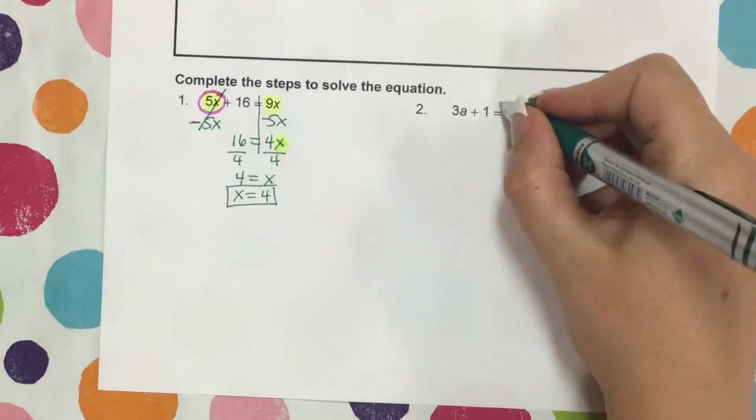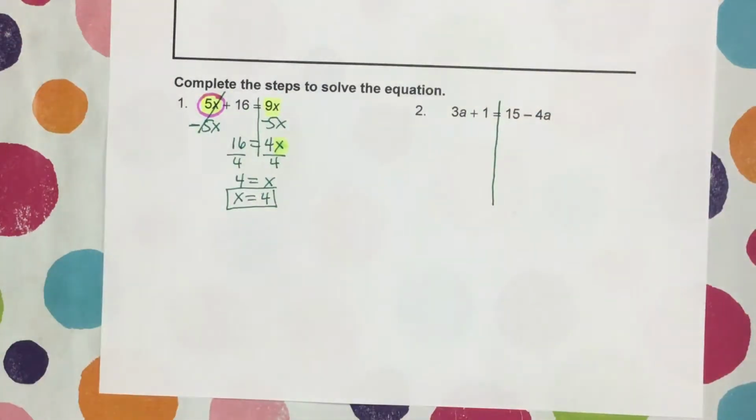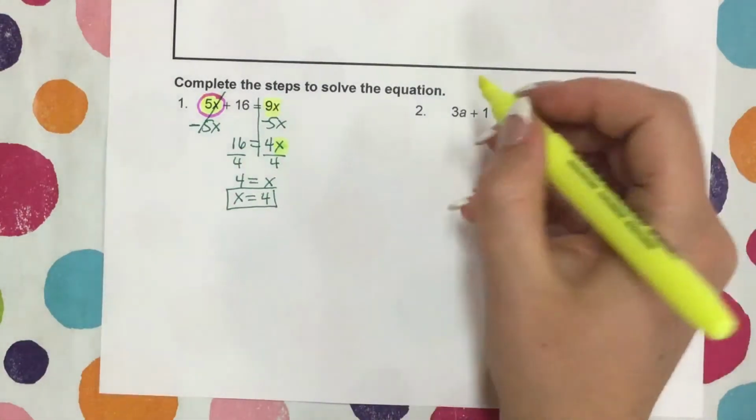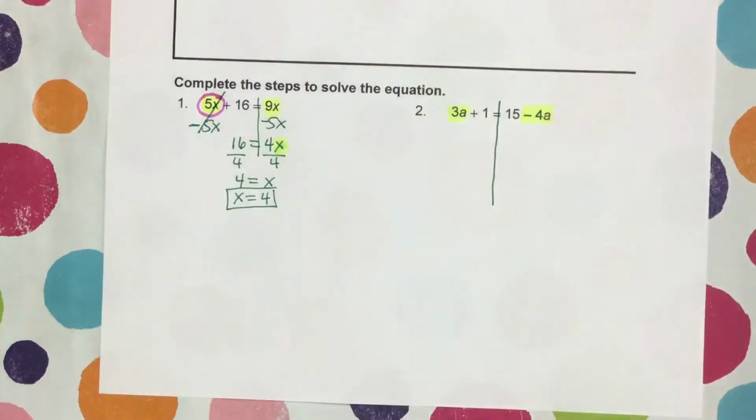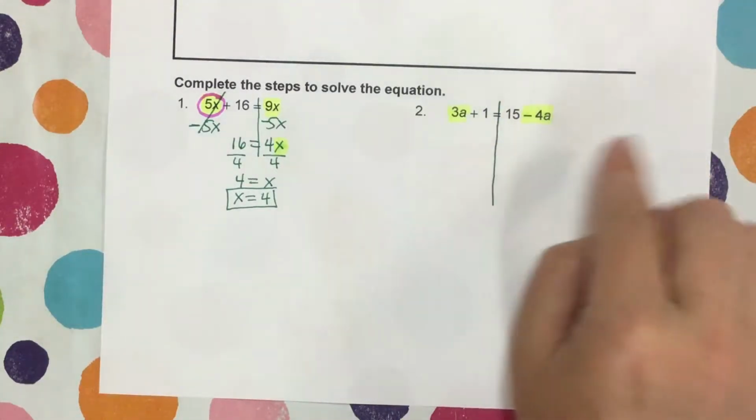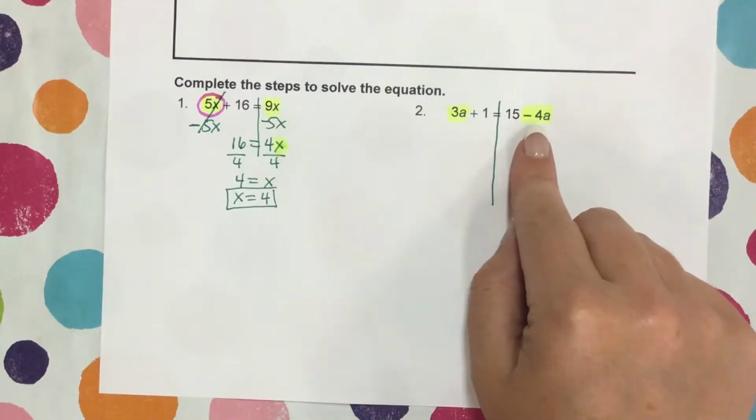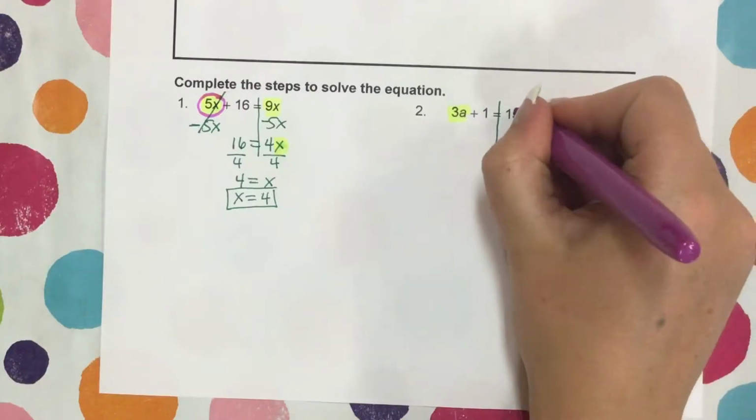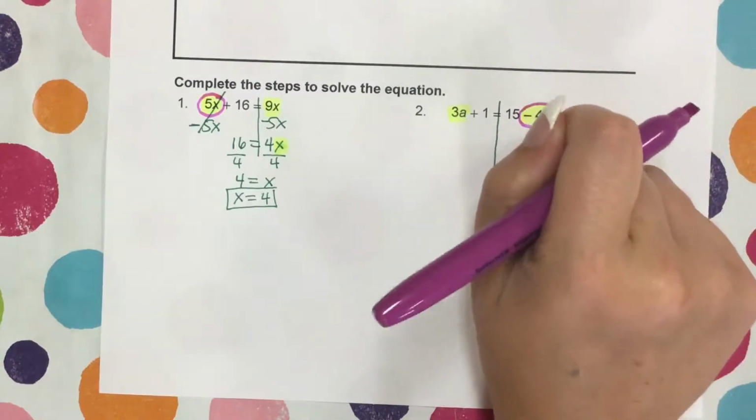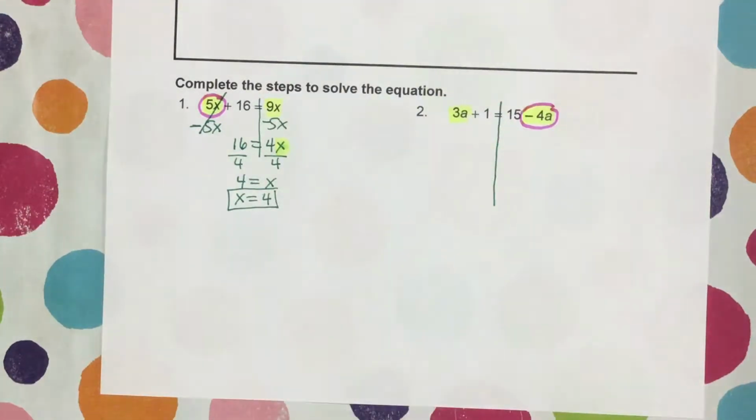So number 2, the equal sign splits the equation into 2 sides. We have a 3a over here, and then we have a negative 4a over here. So we're looking at the coefficients, and we're trying to figure out, what is the lesser coefficient? We have a 3 here, and we have a negative 4 here. So a negative number is always going to be less than a positive number. So this is our lesser coefficient. So this is the one we're going to have to move from this side of the equation over to the other side of the equation.